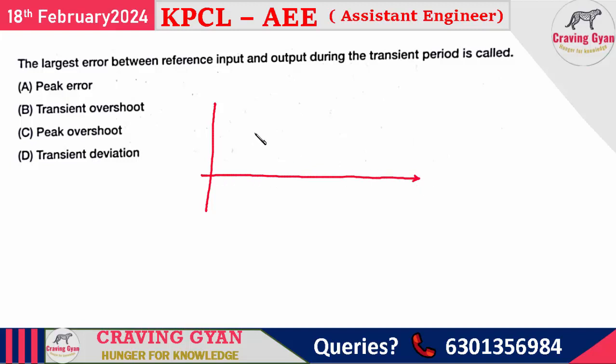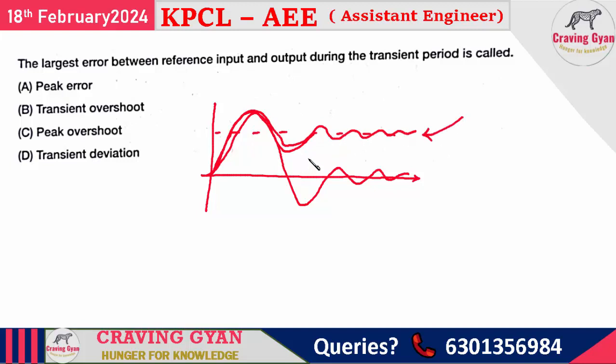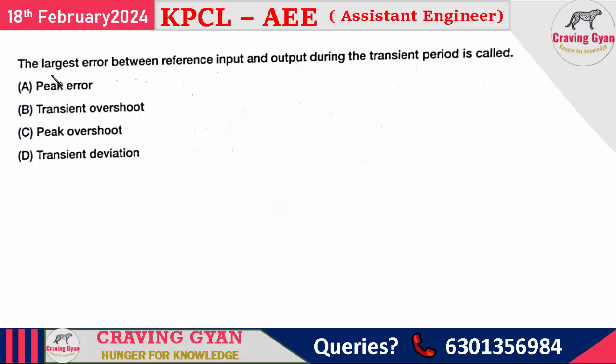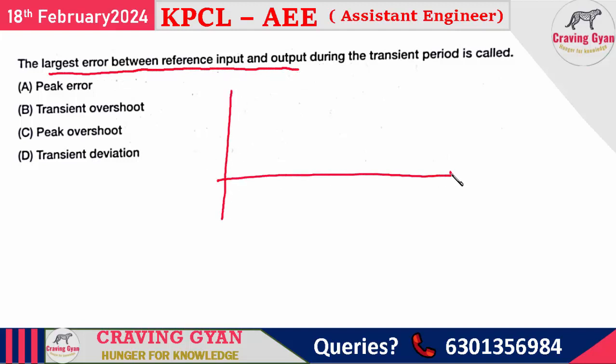The largest error between the reference input and output at the transient state is called as, sorry, this waveform you consider. This is the output we want. Next question. The largest error between the reference input and output during the transients is called as, see, during the transients they are asking. Actual output we want this one only, but you are going to get something like this. What is this value? It is the peak overshoot. Option C is going to follow.